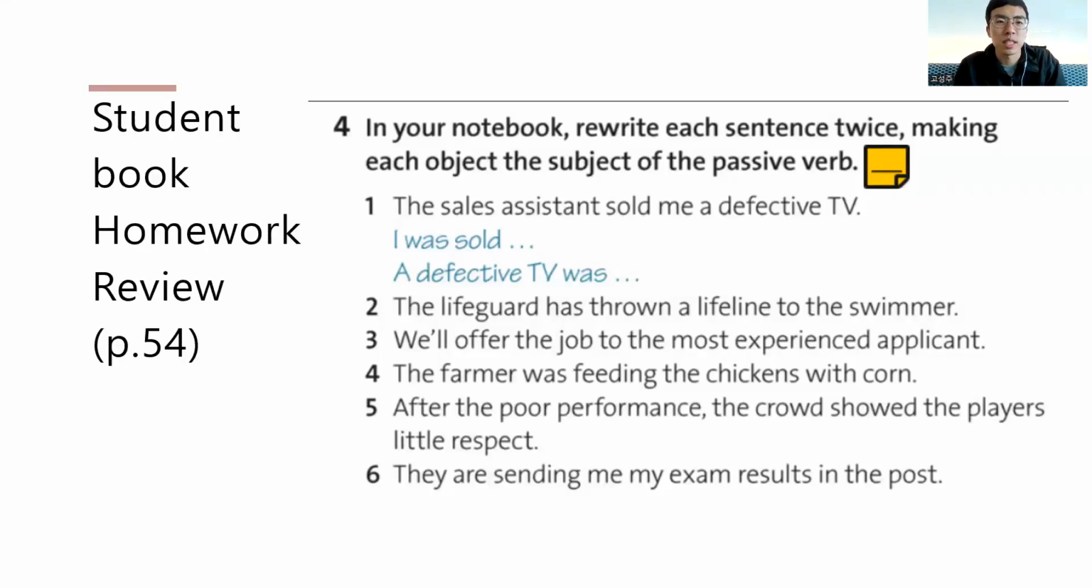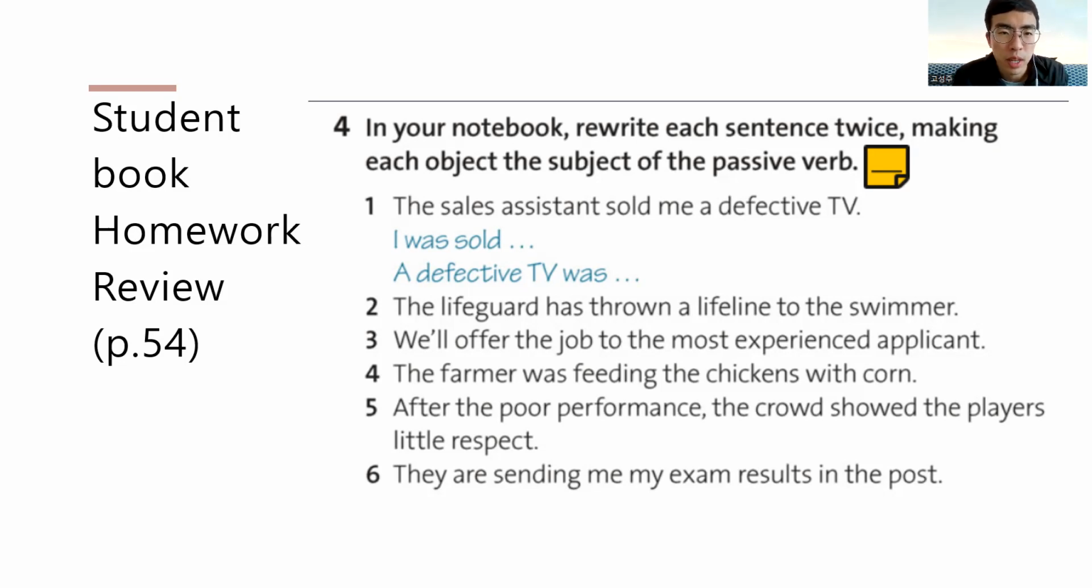Okay, let me share the slides. We stopped at exercise 3 and now it's exercise 4. You should have written sentences in your notebook, and I'm going to check the answers with you. As I taught you, rewrite each sentence twice because there are two objects with the one verb. What kind of objects? Indirect object and direct object, right?